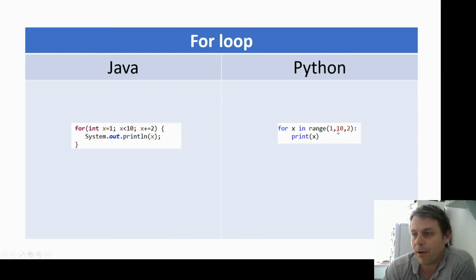The same thing in Python, but this time we say for x in range, the initial value, the terminating value, and the step value. This step value is optional, and it would be 1 if we just had 2 numbers in brackets. So that's the equivalent for loop.